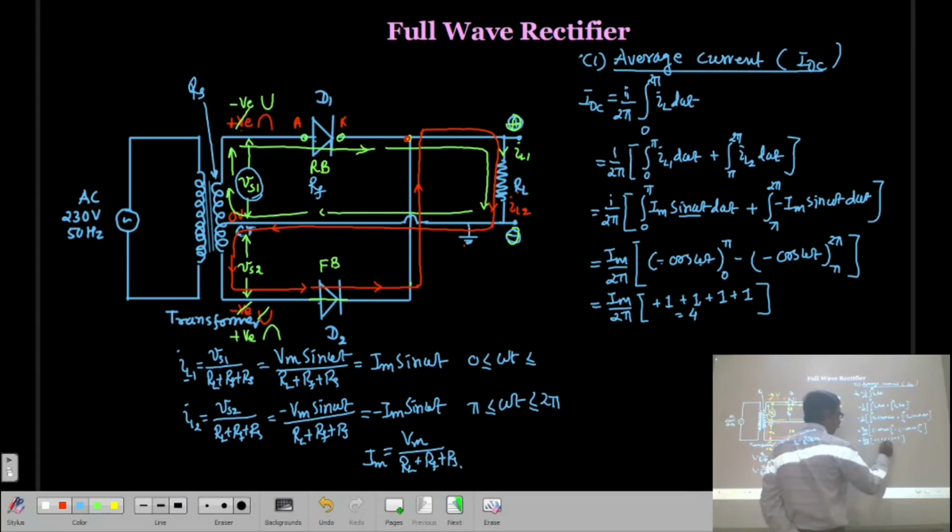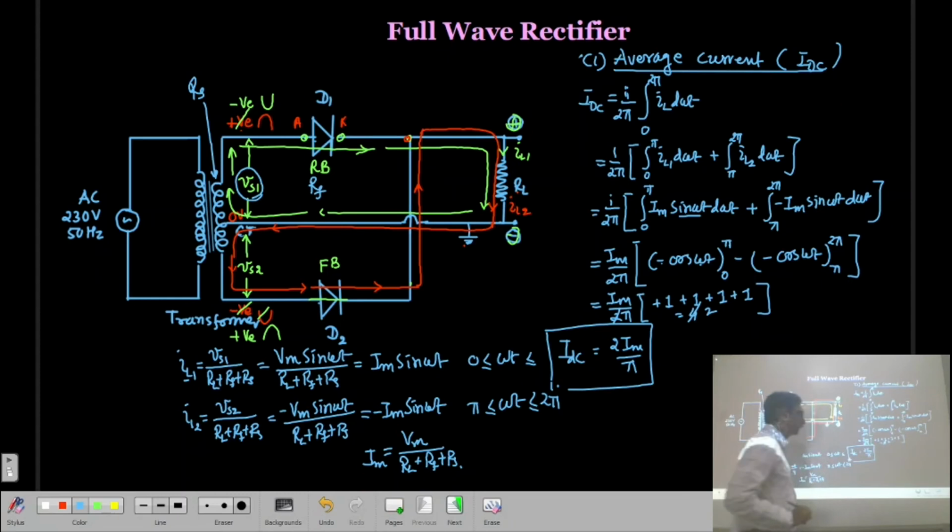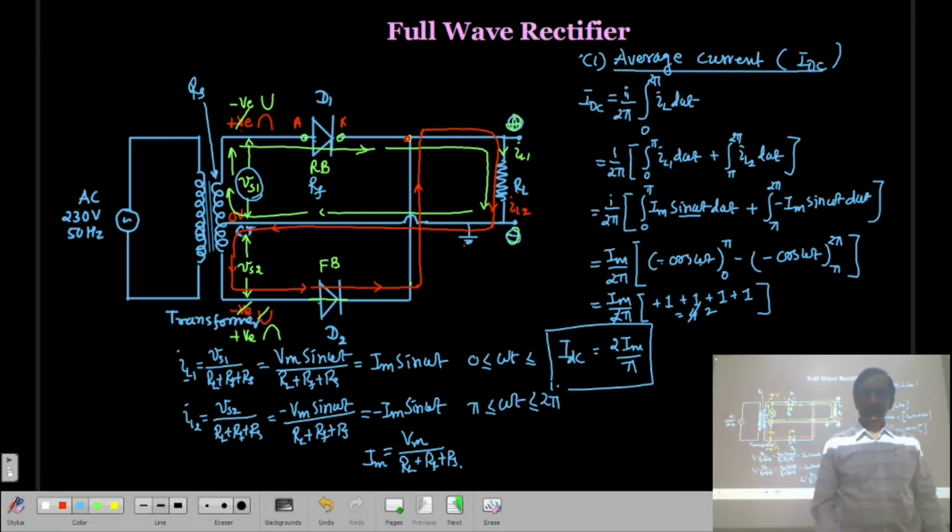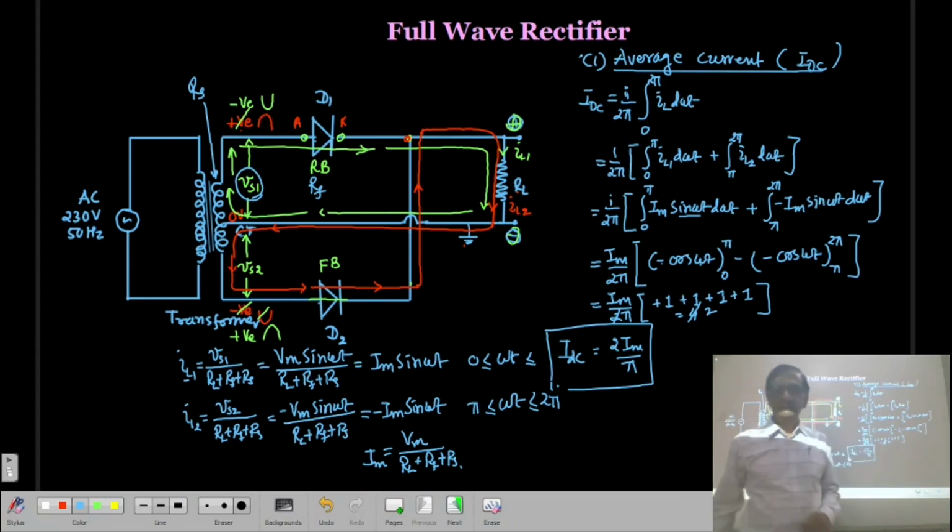Now this 4 is cancelled with this, you will get 2. So we have 2Im by pi. Remember, in case of the half wave rectifier, the obtained DC value of the current was Im by pi, because at that time only one diode was conducting. Here now the two diodes are conducting alternately, and that's why the DC load current is double, and it is 2 Im by pi.